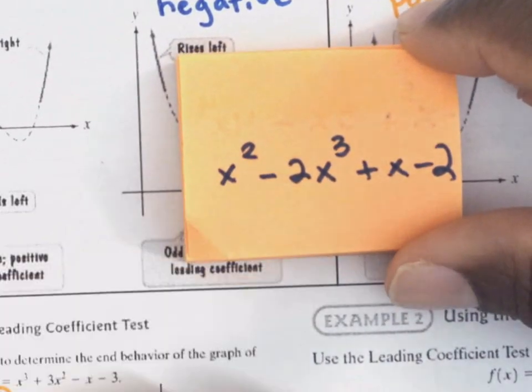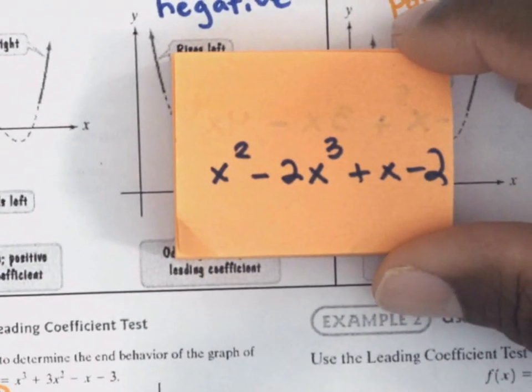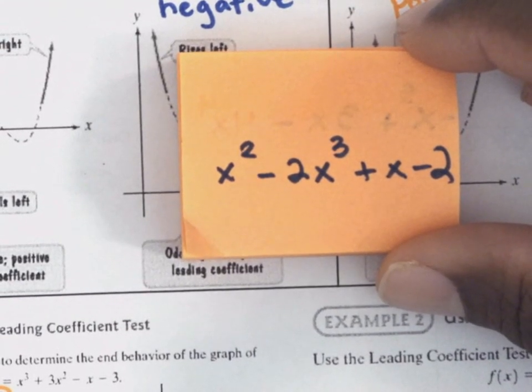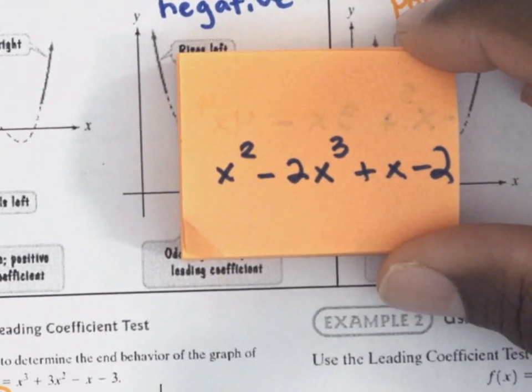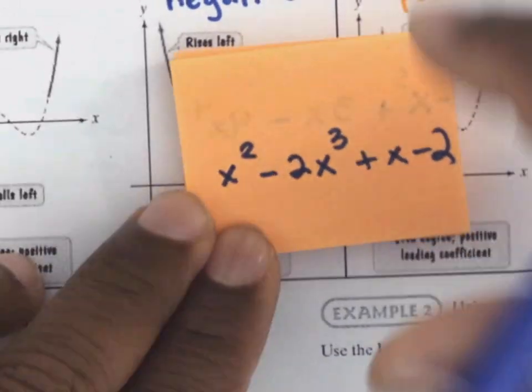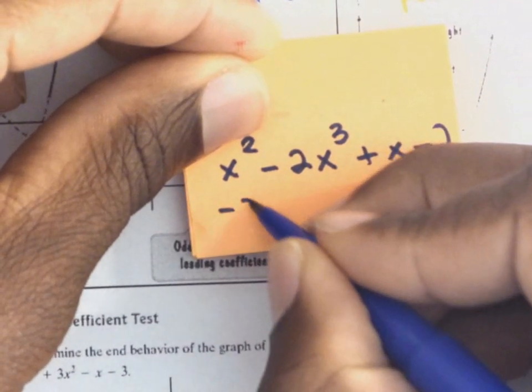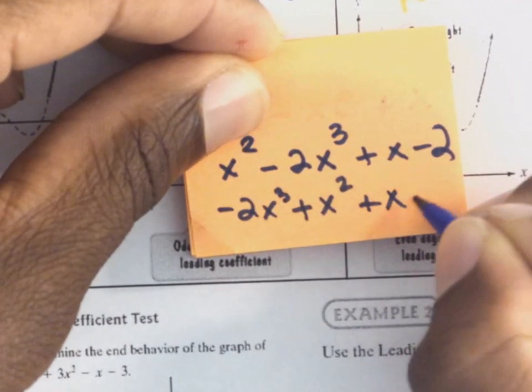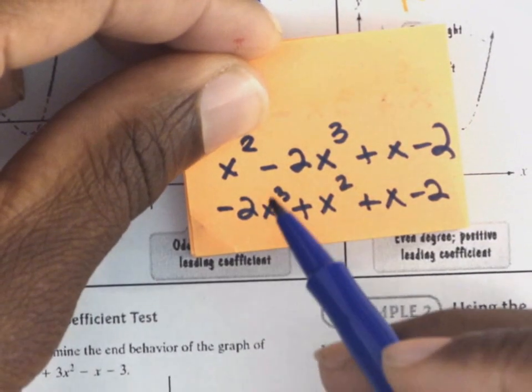All right. What's the degree? 3. But 2 comes first. The 3's bigger. It's not in descending order. The correct order should be... so now when we write it in order, we see it's this one.